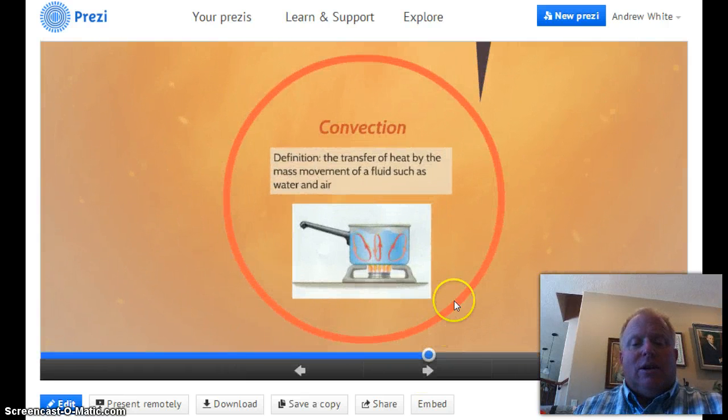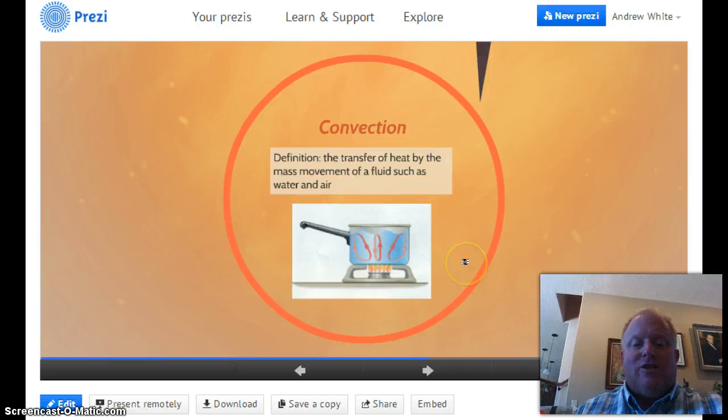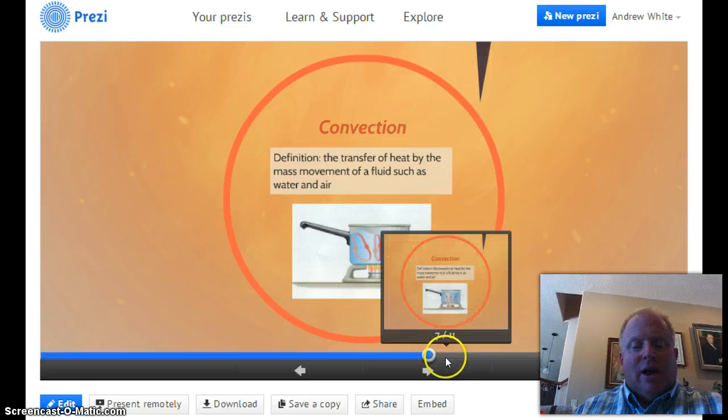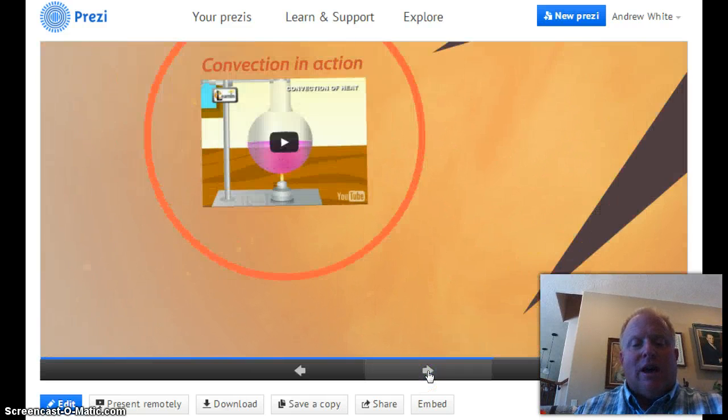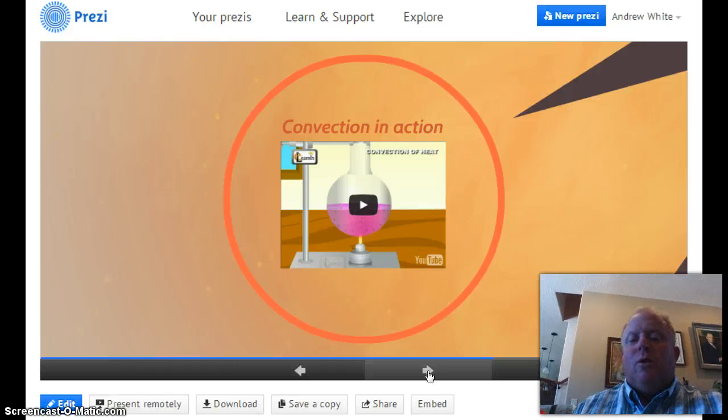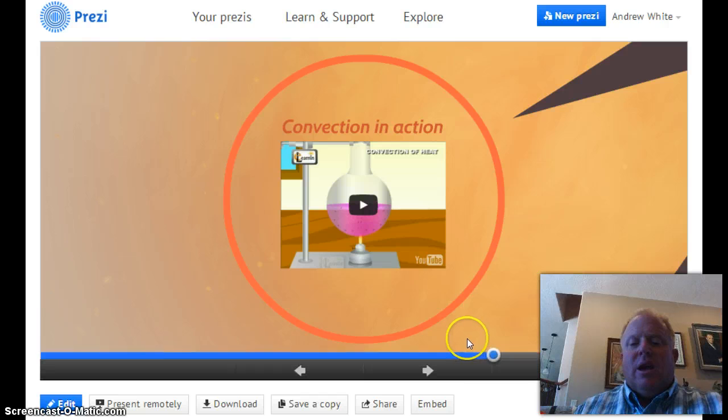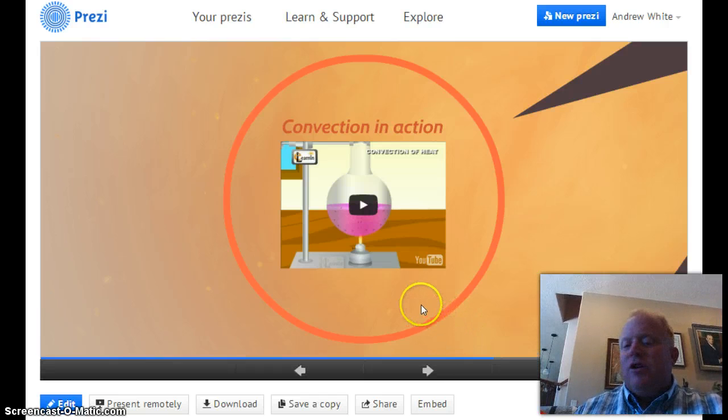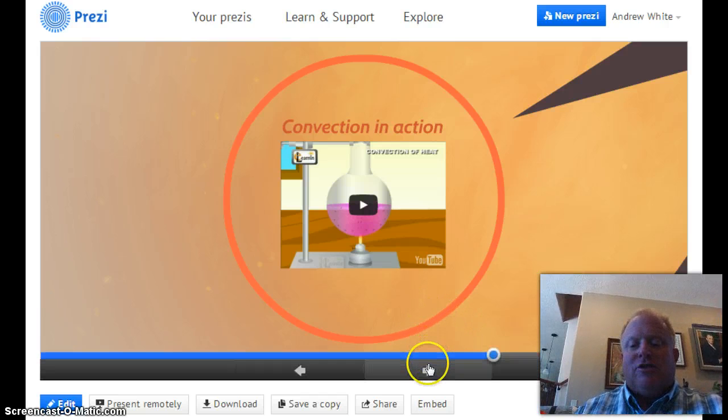After that, click on convection, same thing we did in conduction. It's the transfer of heat from mass movement of a fluid such as water and air. After you have that written down, go to the next slide, and I want you to watch the short video on convection in action. And any notes or any questions you have, make sure you note them in your journals, and we'll use that tomorrow in a discussion.